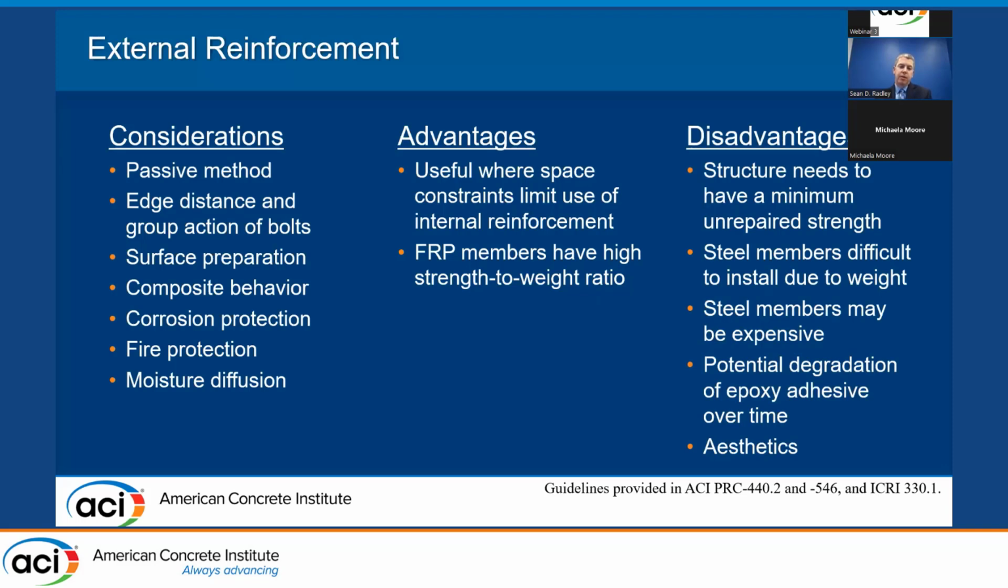Disadvantages. This method shares a disadvantage that all similar external methods have, in that the existing structure needs to have a minimum unrepaired strength, meaning that if the external reinforcement is damaged and can no longer be relied upon, the existing structure will remain standing and will not collapse. If steel is selected as the material, it may be difficult to install due to its weight, and it may be expensive. Now, however, that depends on the extent of the supplemental members.